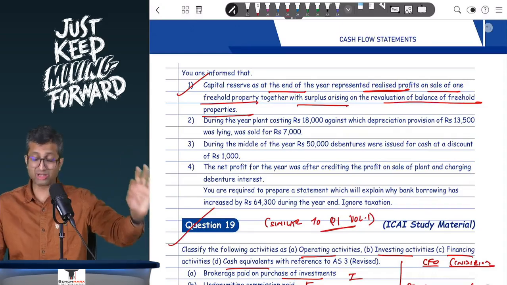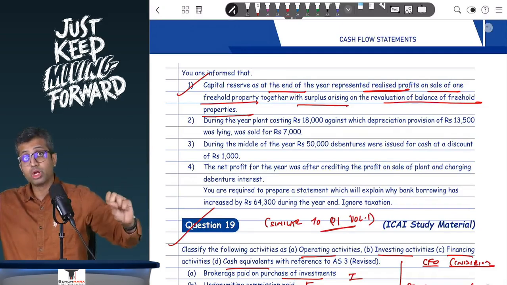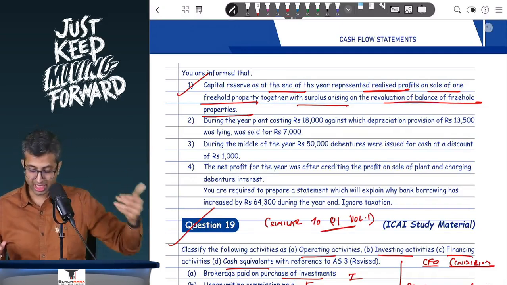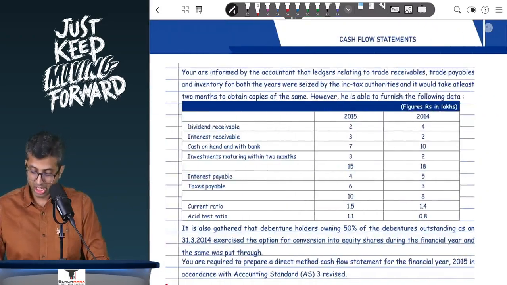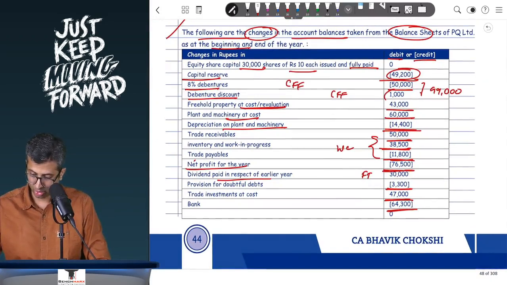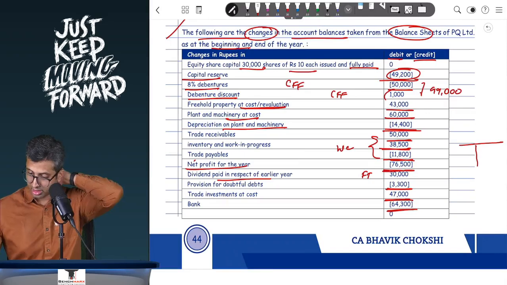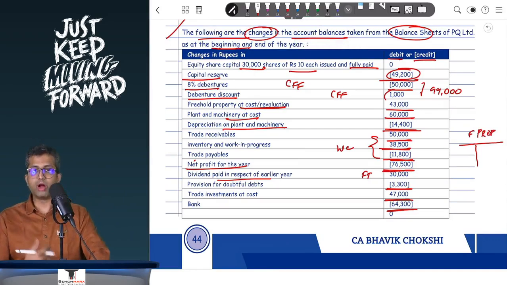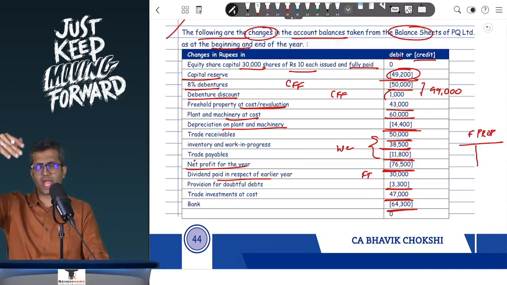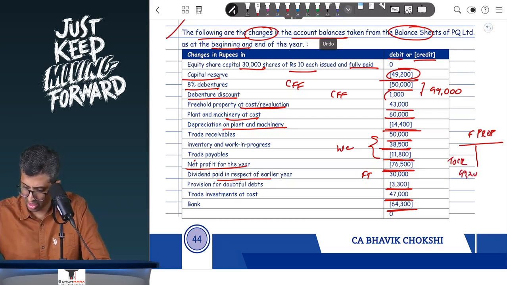When you sold the property, your entry must be bank account debit, whatever is the amount, to property, to capital reserve. And then when you looked at revaluing, your entry is still property account debit to capital reserve. So when I look at the property account, can I say ultimately whatever is my freehold property, that property account will be debited and सामने to capital reserve 49,200 will be credited.